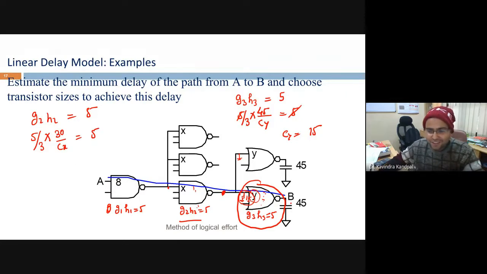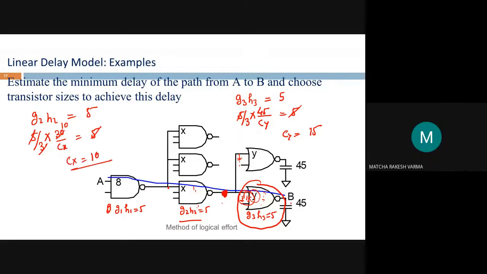Yes or no? Because 15 was the capacitance of here, then 15 will be the capacitance here. Effective output capacitance happens to be 15 plus 15. That is 30. Yes or no? Yes, sir. So this is 10. This gets cancelled. So what is the CX? 10.